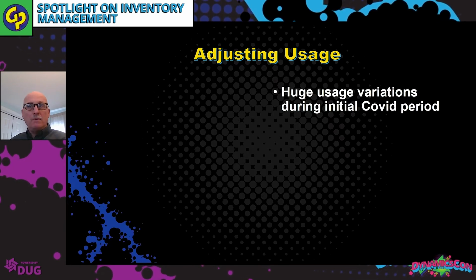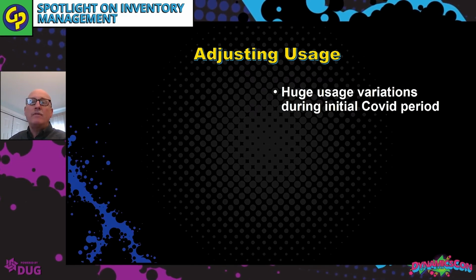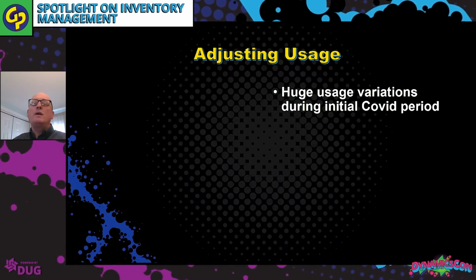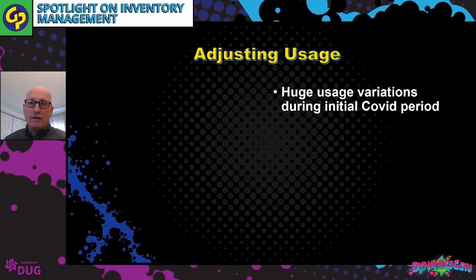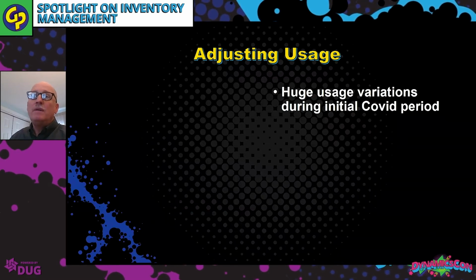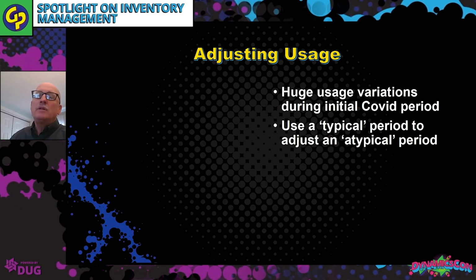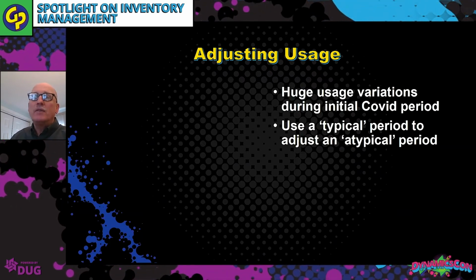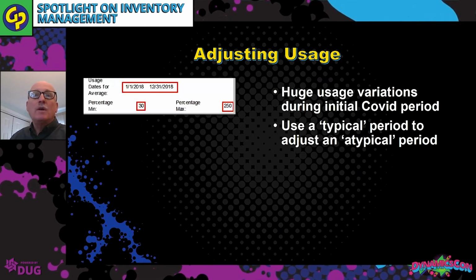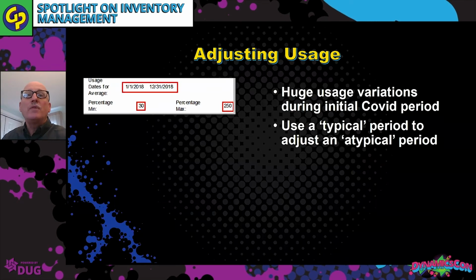Believe it or not, some customers have had huge increases in sales of certain items during that period, and then other customers have had huge decreases. So what we need to do is look for a typical period we can compare. We can compare and say, all right, we'd like our atypical period, our COVID period, to be more like our typical period, right? So let's pick a typical period, and then we're going to adjust our atypical or COVID period so that it's more typical. So let's walk through an example. In this example, we're going to say we're going to look at the usage in the year of 2018.